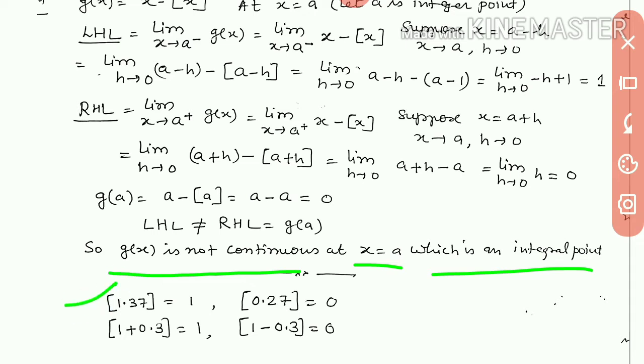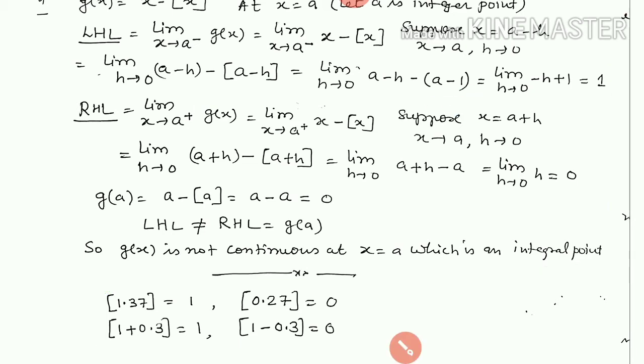Now look here, you understand the greatest integer. For 1.37, the greatest integer means you write only the integer part, that is equal to 1. And if you have 0.27, the greatest integer will be 0. So you understand by this that 1 plus 0.3 will be 1 only, and 1 minus 0.3 will be 0. So all understand this. So for a minus h, the greatest integer will be a minus 1.